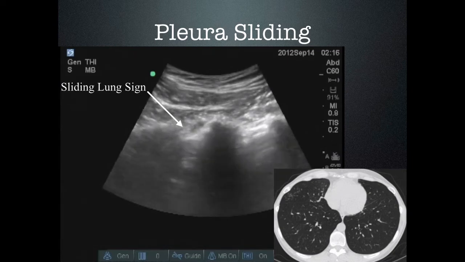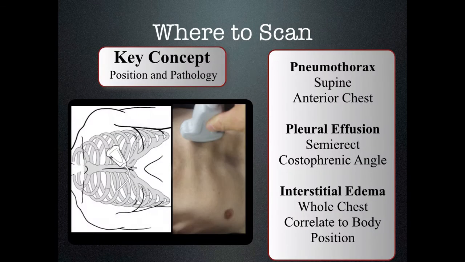Now, where we scan to look for various pathologies is an important concept, and it makes a big difference in when we're trying to be accurate with our thoracic ultrasound.